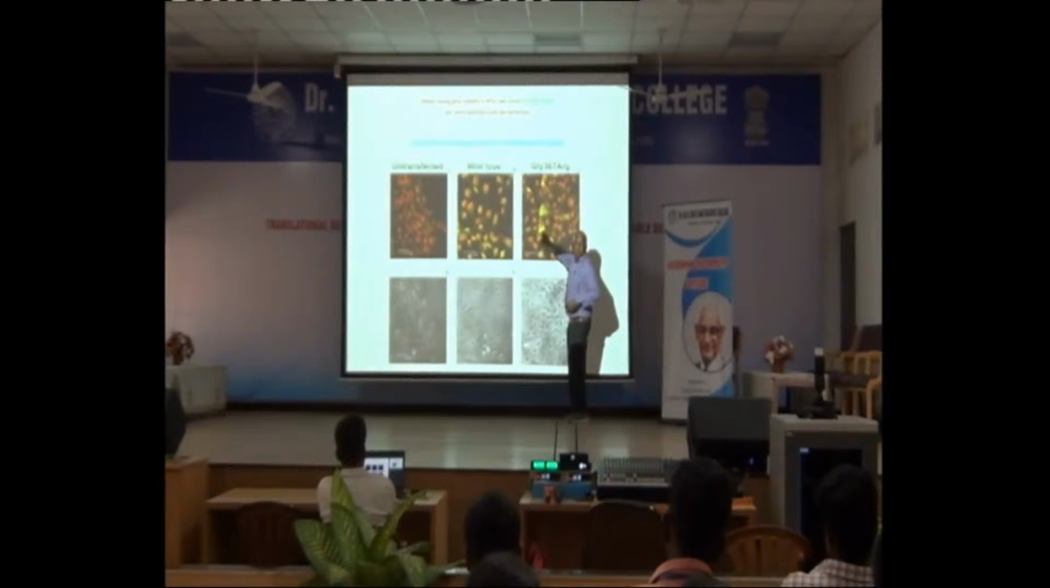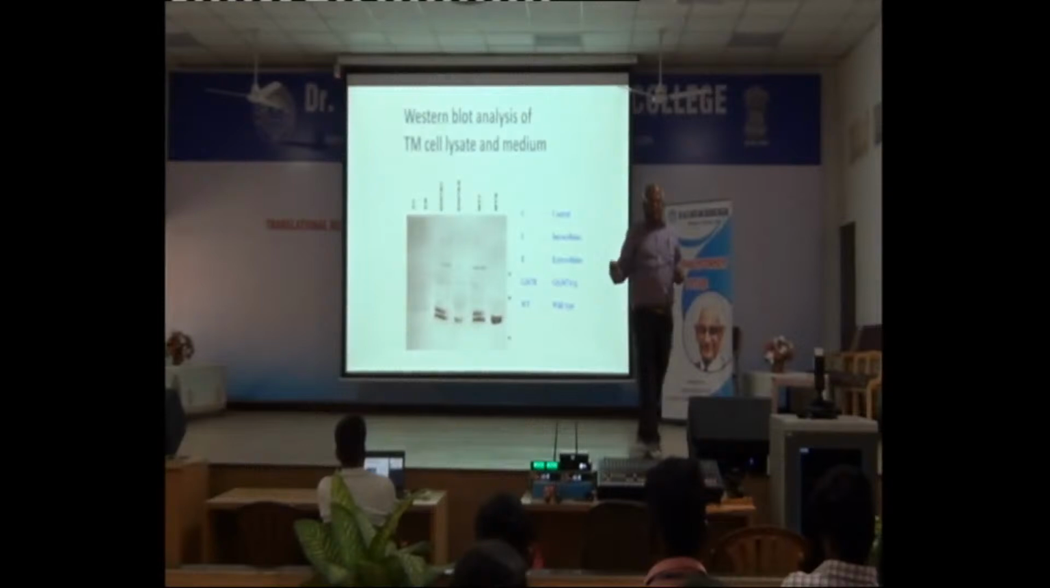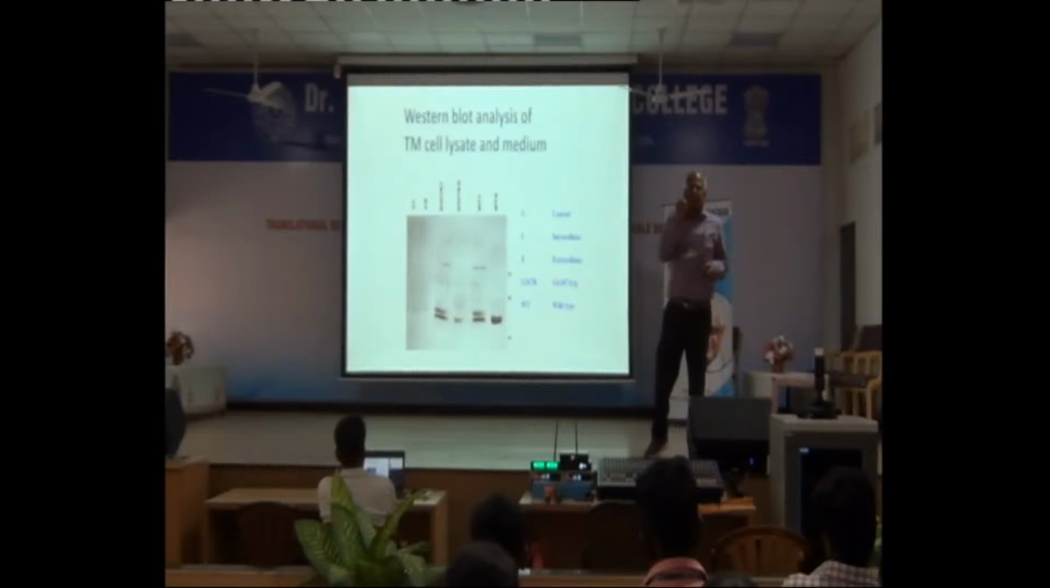This is a kind of Western blot analysis. We checked through immunofluorescence as well as Western blot analysis. Yes, this protein is sticking inside the cell and forming a complex. This extracellular matrix blocks the meshwork. That is why the intraocular pressure increases, affecting the optic nerve. Okay? So I think this is my second PhD student.